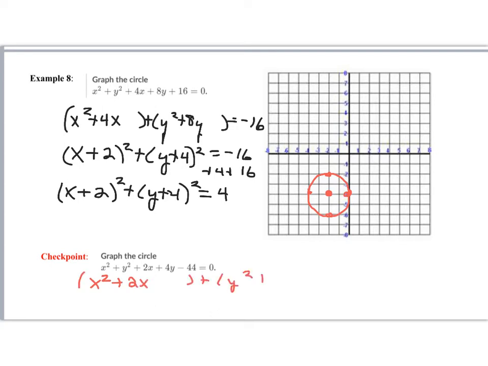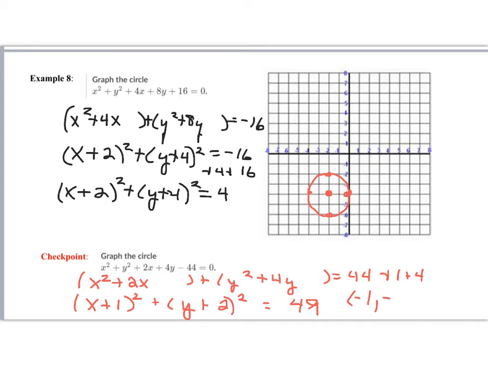Plus y squared plus 4y equals 44. So this is x plus 1, and 1 squared is 1, plus y plus 2, and 2 squared is 4. So it gives me 49, which means my center is -1, -2, and my radius is 7.